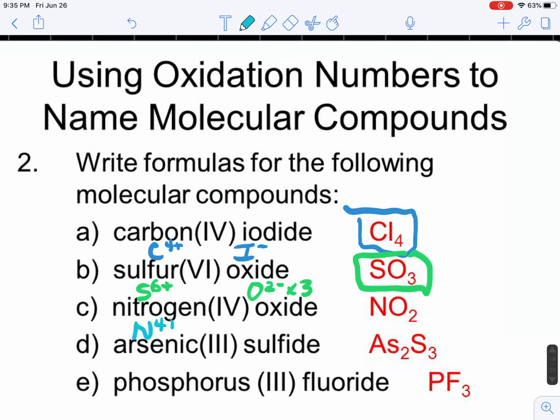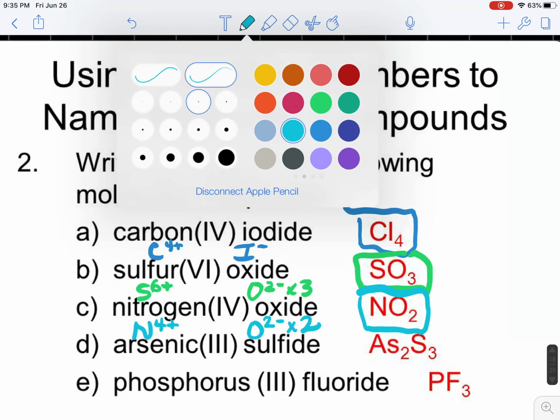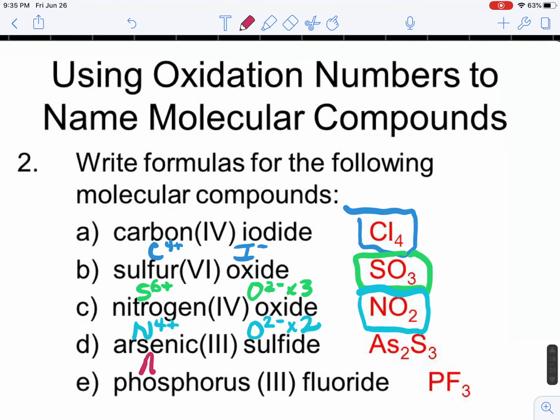All right, so nitrogen, IV, so that's N with a 4+ charge, and oxygen has -2 charge, so I need 2 oxygens to balance out that nitrogen, so the formula must be NO2. Arsenic(III). So look up arsenic. Notice it's not Ar. Ar is argon. It's As. So we're going to put a +3 outside of that because it's a 3+ charge.